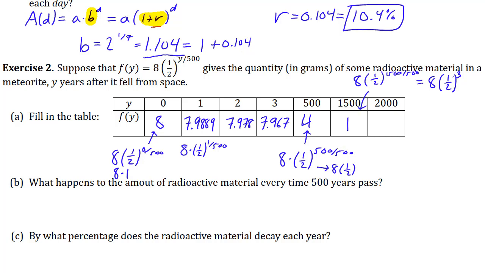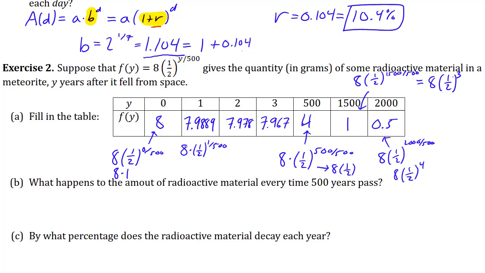After 2,000 years, this is going to be 8 times 1/2 to the power 2,000 over 500. 2,000 over 500 is 4. So this just gives you 8 times 1/2 to the power 4, which is 8 times 1/16, which is going to be 1/2, 0.5 grams. Okay, and you could have gotten this with a calculator too, but I think it's good to see how the arithmetic works if it's possible to do it by hand.